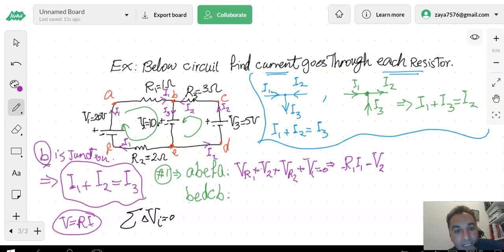So let's go. B to E. Oh, what is this one? It's a battery. What is the second pole that you meet? It's negative. So this will be minus. Voltage of battery 2 is V2, correct?